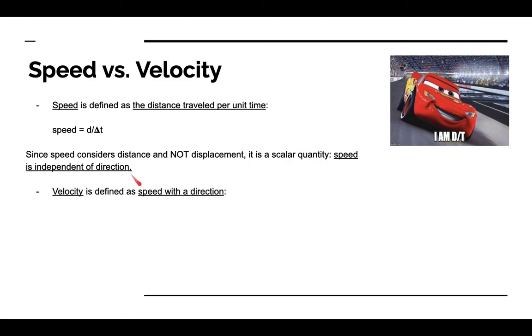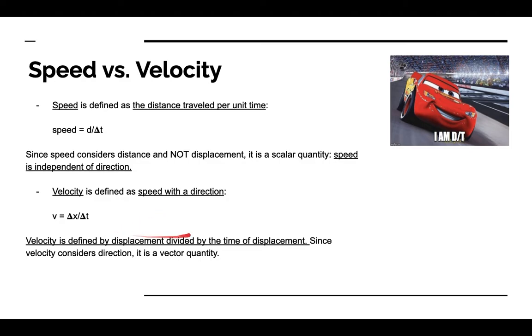Velocity, on the other hand, is defined as speed with a direction. So velocity not only has a quantity, speed, but it also has a direction. As a result, velocity is defined as displacement divided by the time required to travel that displacement. Since velocity considers direction, it is a vector quantity. The reason velocity considers direction is because our equation for velocity is our displacement divided by our time. Since displacement depends on direction, so too does velocity, and thus velocity is a vector quantity.